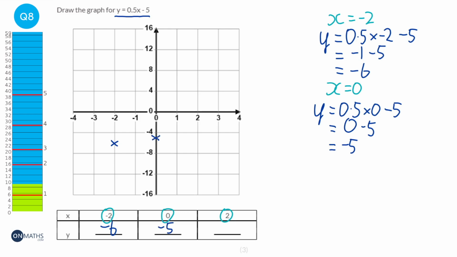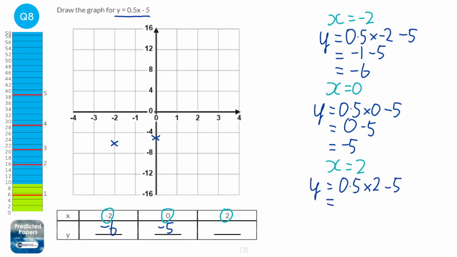And our last one will be x equals 2. So we've got y equals a half times 2, which will just equal 1, take away 5. So it would be 1, take away 5, which would be minus 4. So minus 4. And so that will be here.